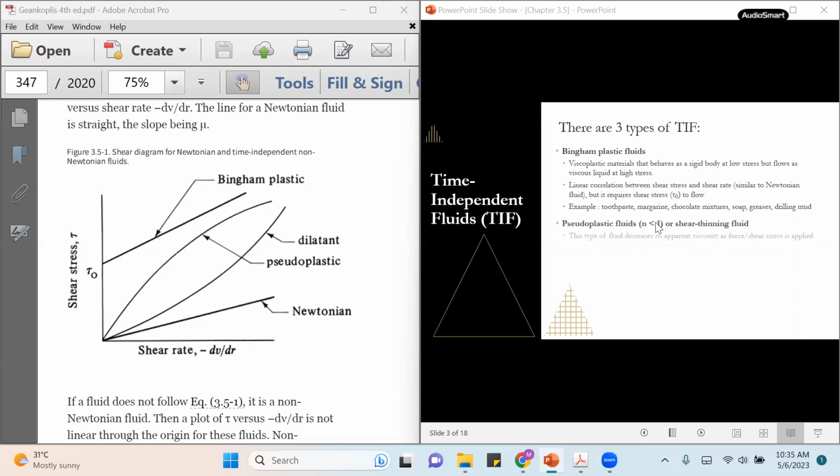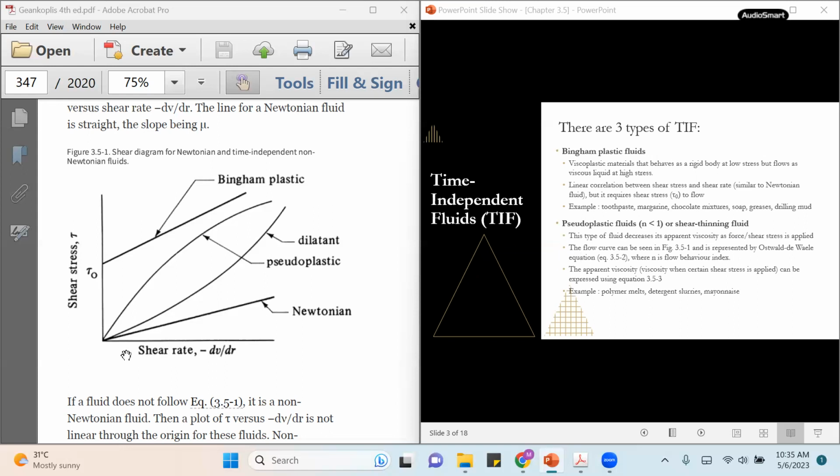Now, the second type of TIF is pseudoplastic fluid, or shear thinning fluid. This type of fluid decreases its apparent viscosity when the force or shear stress is applied. So when the shear stress is applied, the apparent viscosity gets lesser and lesser.